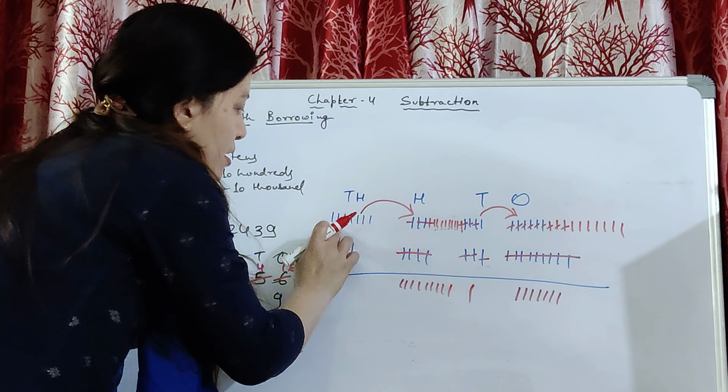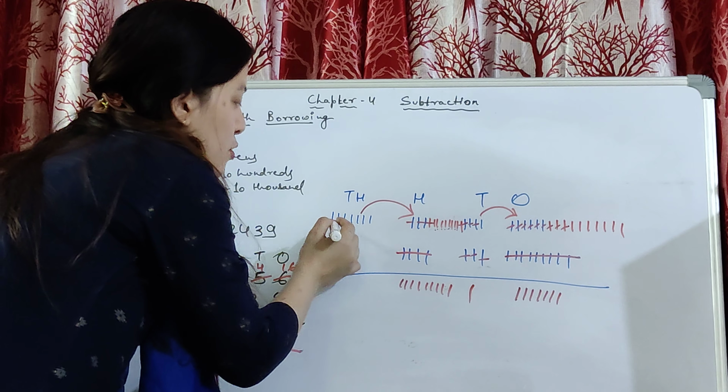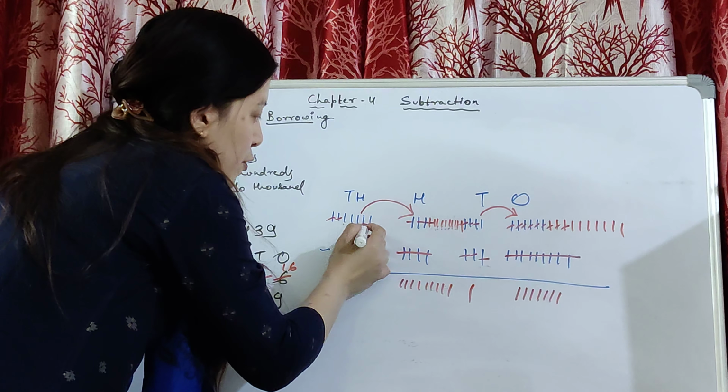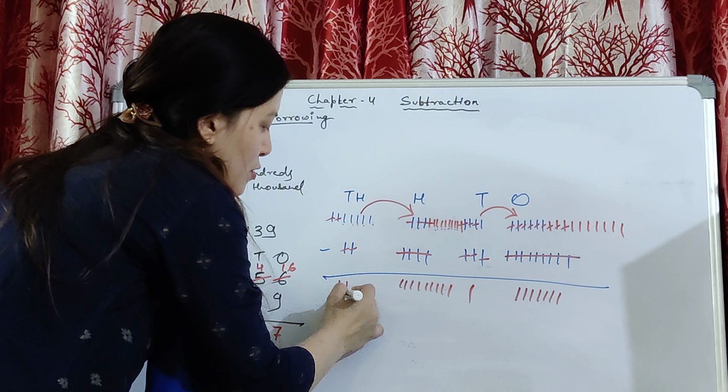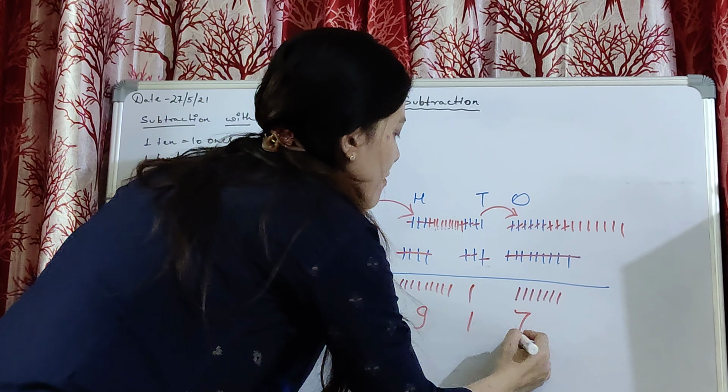Okay. Now here is 1, 2, 3, 4, 5, 6, 7. 7 में से 2 गया. So remove 2. 1, 2. कितना बचा आपके पास? 1, 2, 3, 4, 5. You will be left with 5. So this is also 5, 9, 1, 7.